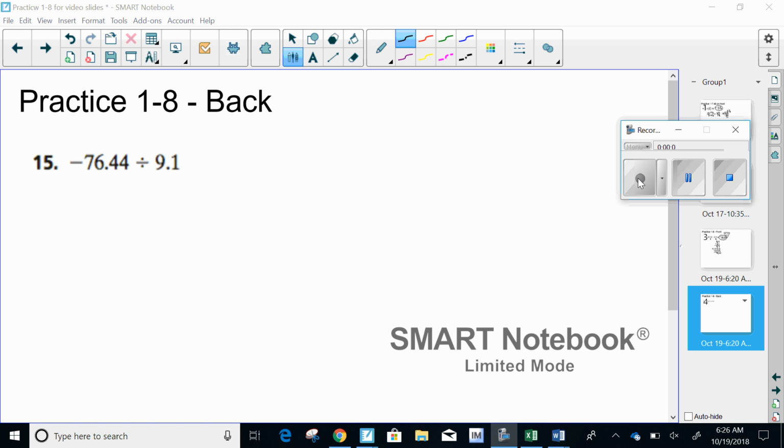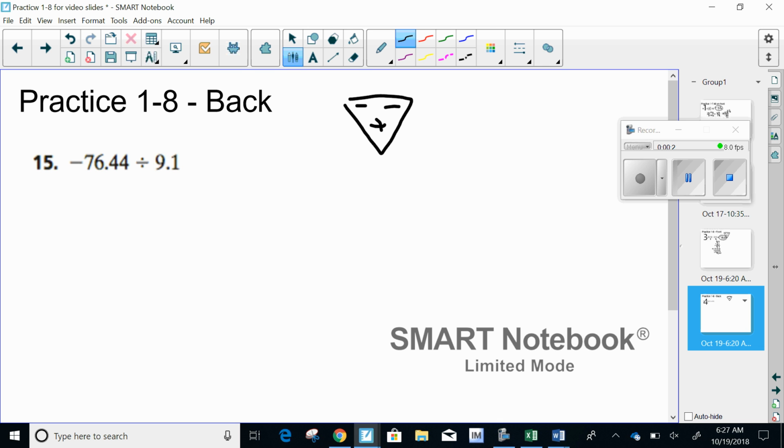Now let's take a look at problem 15 from our practice 1-8 worksheet on the back, where we have the division. And we're going to set this up as long division once we decide on our sign. So remember, your division little memory trick for your signs is the sleeping reindeer.